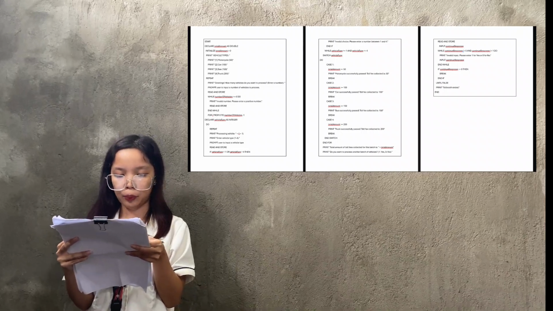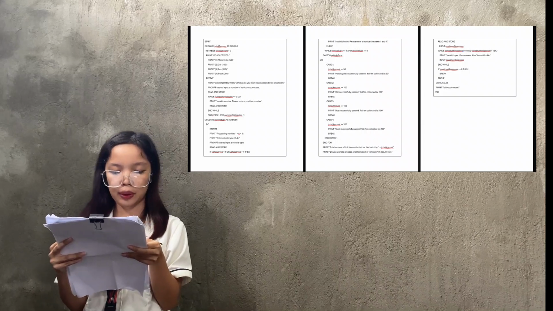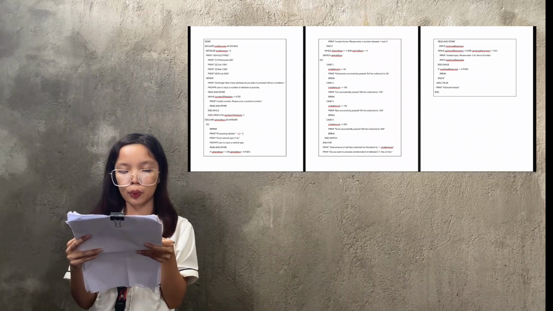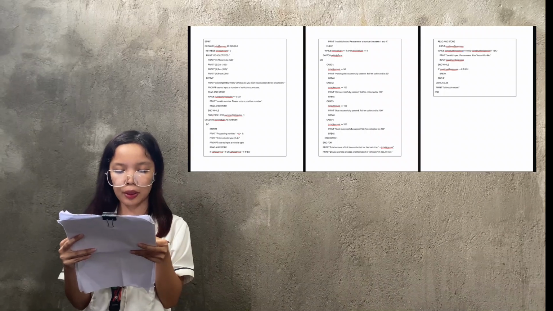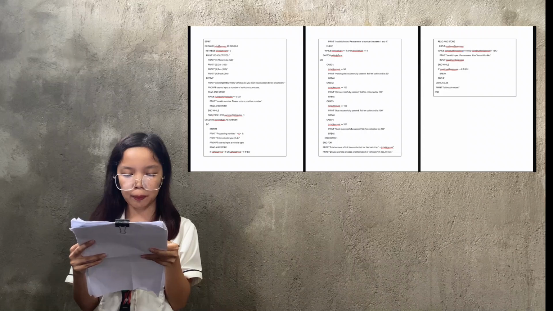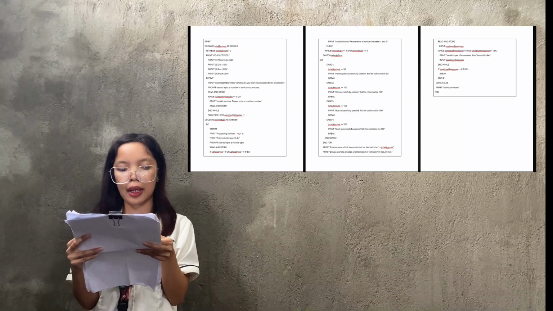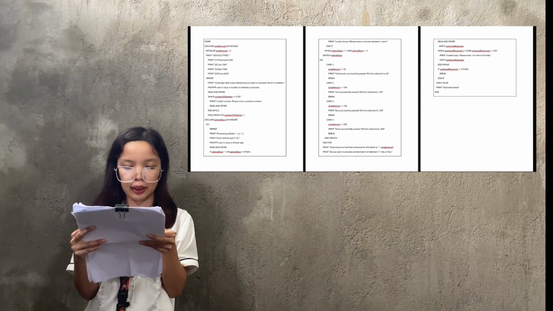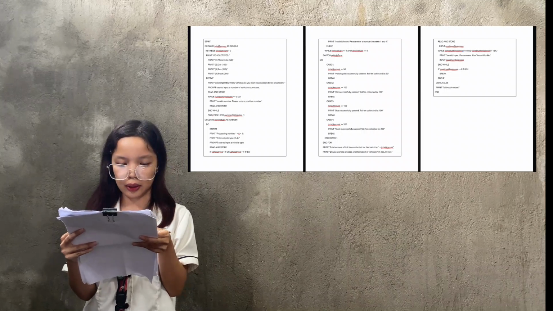Vehicle type input. In our vehicle type input, inside the loop, another do repeat structure prompts the user to input the vehicle type 1 to 4. If an invalid input is given, it displays an error message and prompts again until a valid choice is made.